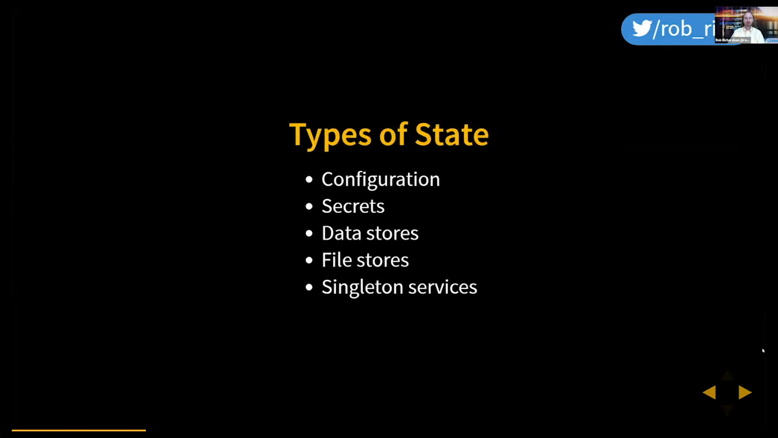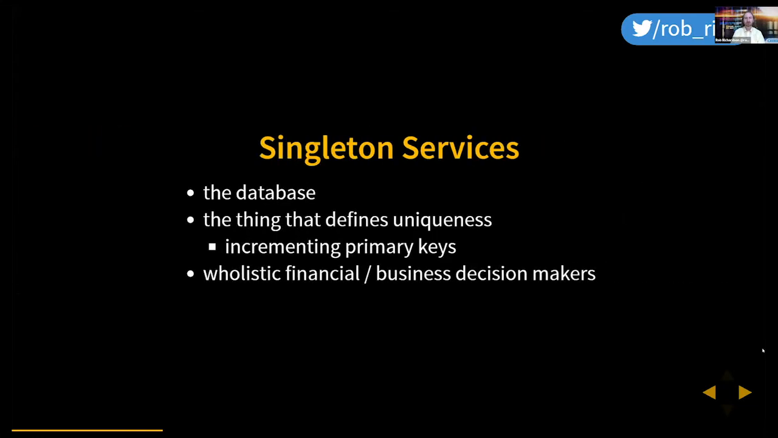Let's dig in. So we'll look at various types of state as we get going here. We're going to look at configuration, secrets, data stores, file stores, singleton services. Singleton services. What do we mean by that? Well, a singleton service is that thing that needs to have all of the system to make calculations. A database is a great example. When we're incrementing an auto incrementing primary key, there needs to be exactly one thing building that auto increment. If there's two or three or five places that are auto incrementing, then we'll get collisions, or we'll get corruption, or we'll get duplicate entries.